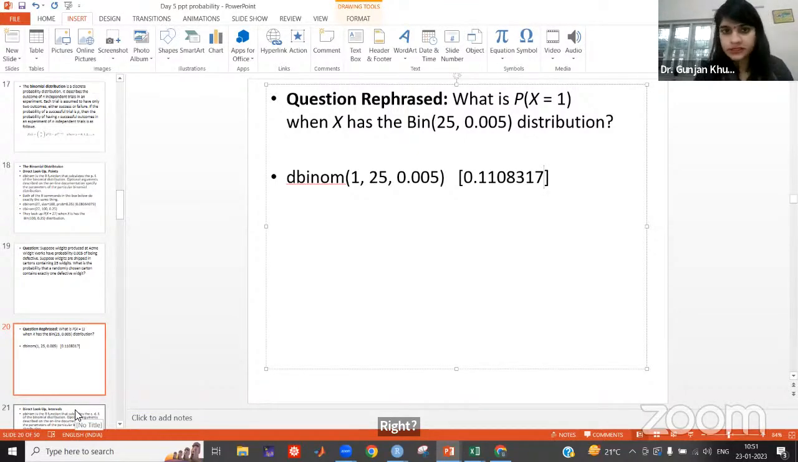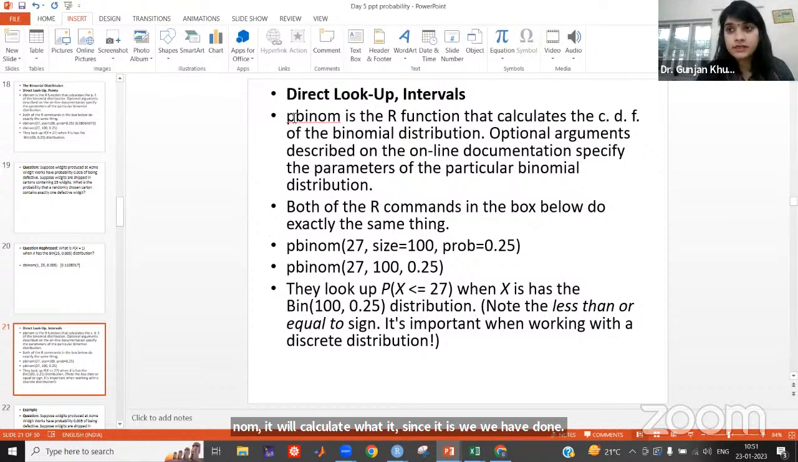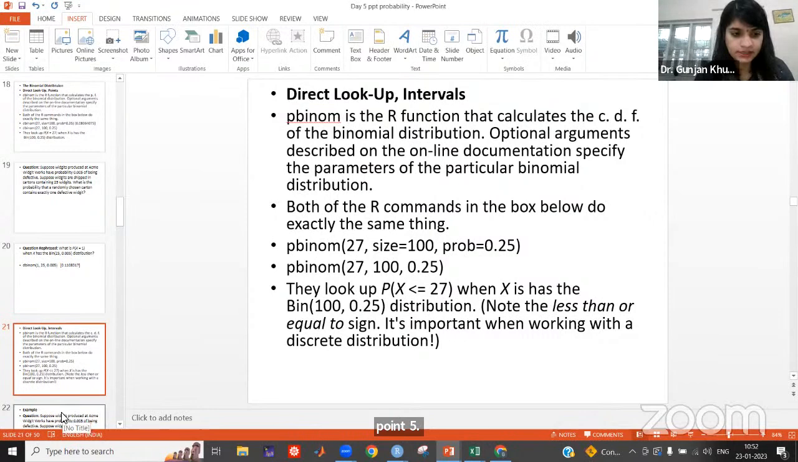So you're able to do the questions. Now, pbinom is the R function. What will pbinom calculate? Since it is p, and we have done dbinom, which calculates the probability mass function, pbinom calculates the cumulative distribution function. If I write pbinom 27, size 100, prob 0.25, it will calculate the probability that capital X is less than or equal to 27.